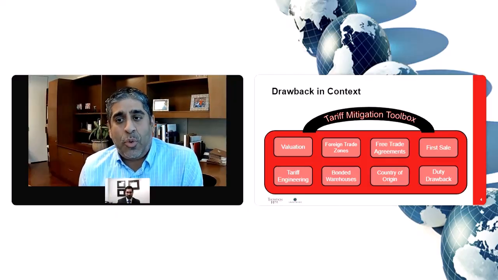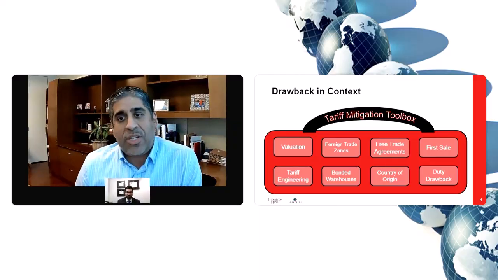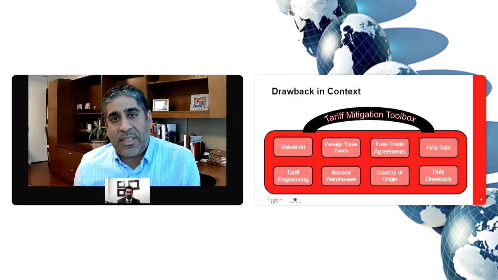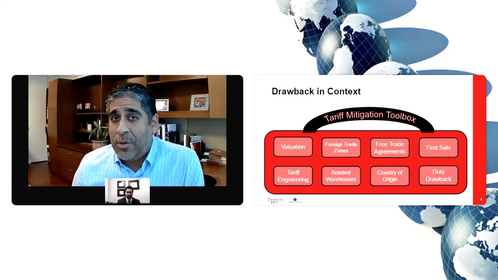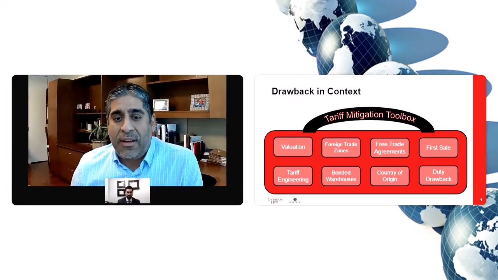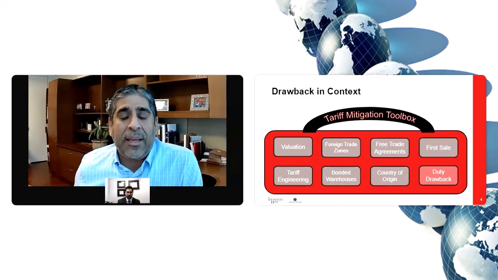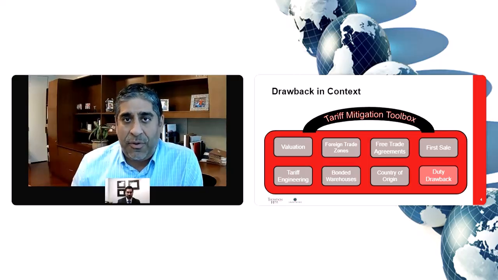And these are all the different tools in the toolbox that we have. We think about it in terms of valuation, FTZs, free trade agreements, etc. There's a lot going on here in terms of the different mitigation strategies that you can employ. In some of our other webinars, we have gone over that in fair detail. Today, we really are going to focus on duty drawback. But if you have questions about the other aspects of tariff mitigation, feel free to reach out to us.